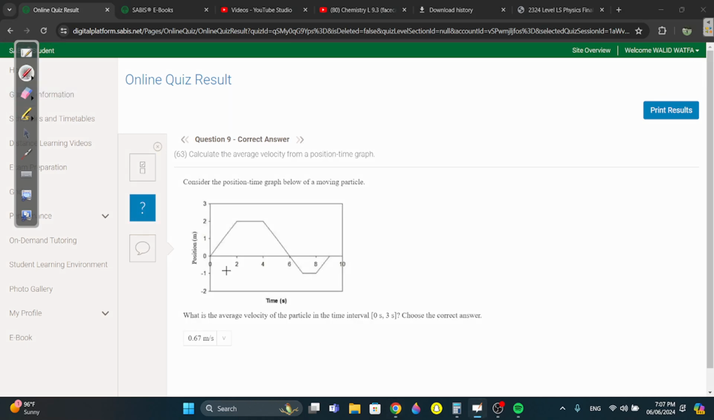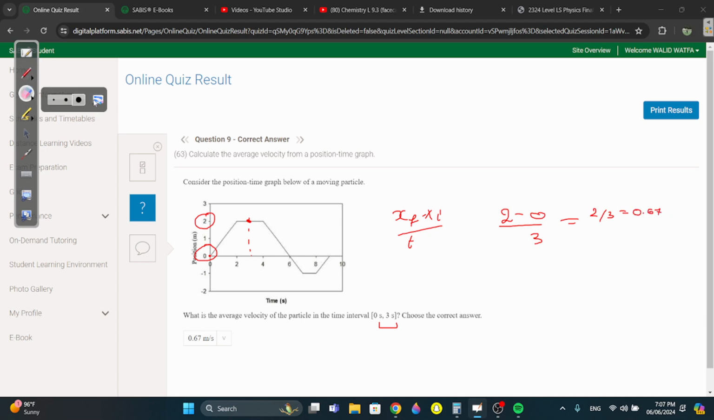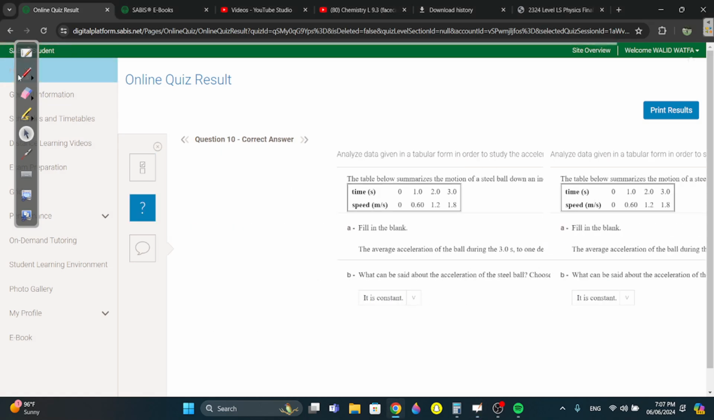Question 9. What is the average velocity between 0 seconds and 3 seconds? We're pretty much repeating ourselves. From 0 seconds to 3 seconds is up here. What is the displacement? From 0 to 2, you could say x final minus x initial over time. Our final is at 2, minus initial, which is 0, divided by the time, which is 3. You're going to get 2 over 3, which is 0.67 meters per second.